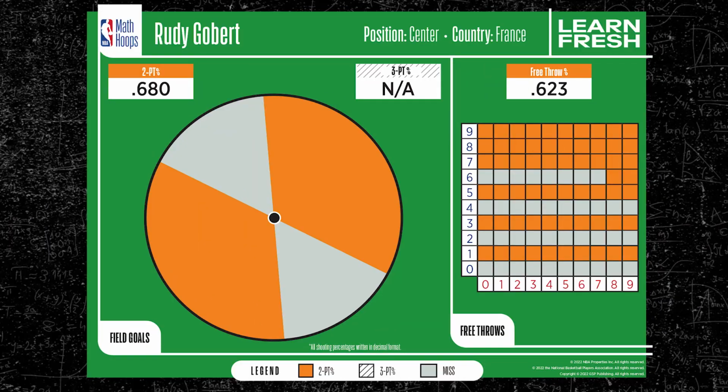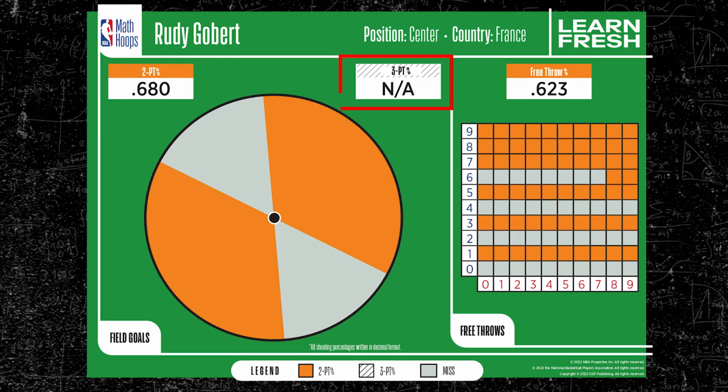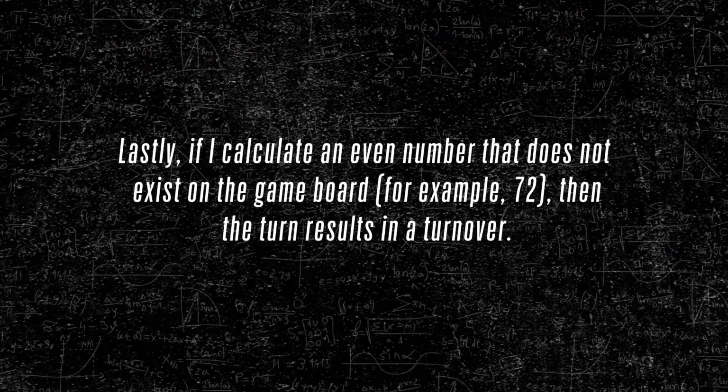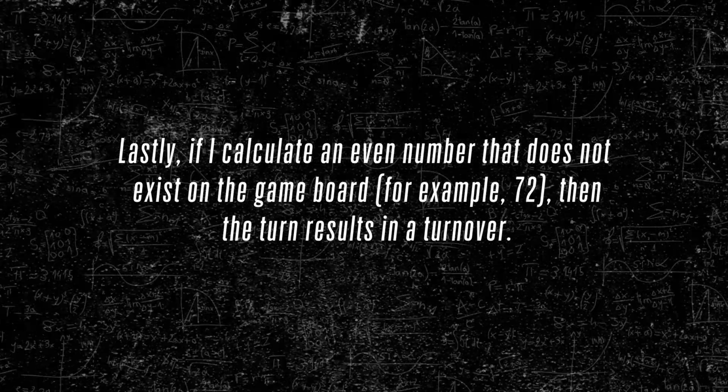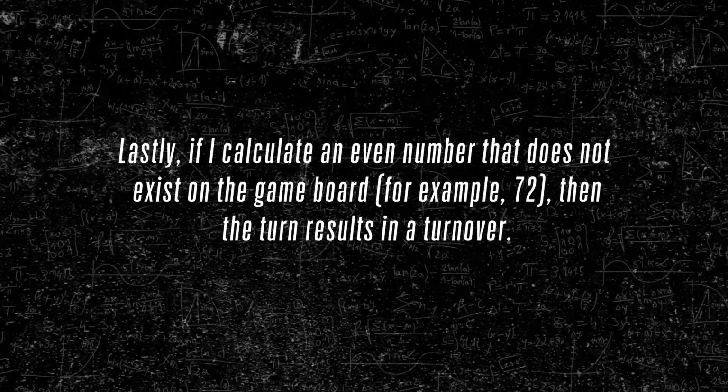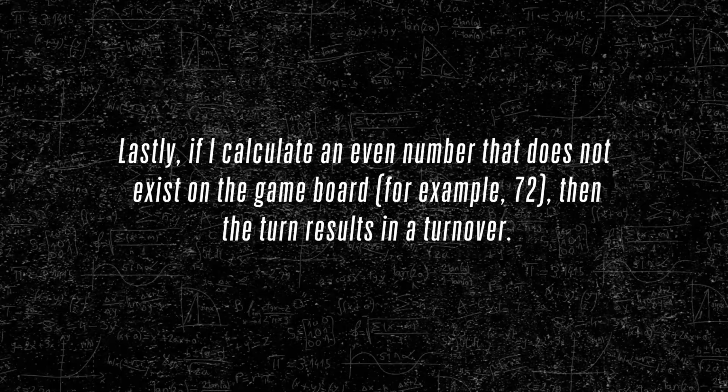Another scenario would be if the number I've calculated is a 3-point shot, but the player card that I must use does not have a 3-point percentage. Lastly, if I calculate an even number that does not exist on the game board, for example, 72, then the turn results in a turnover.